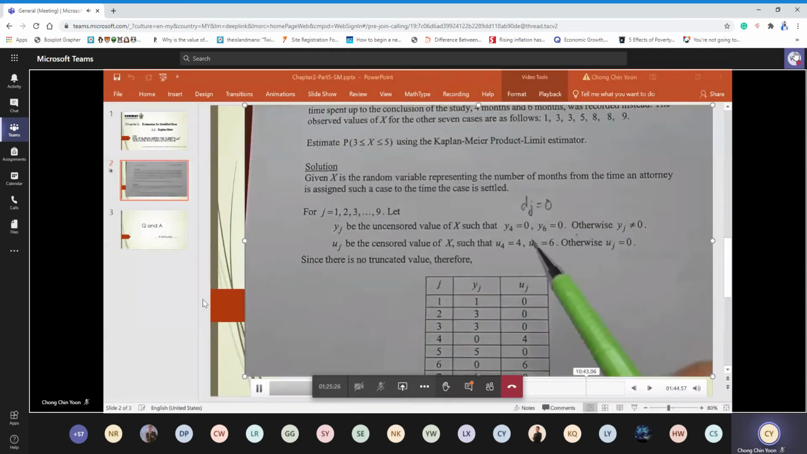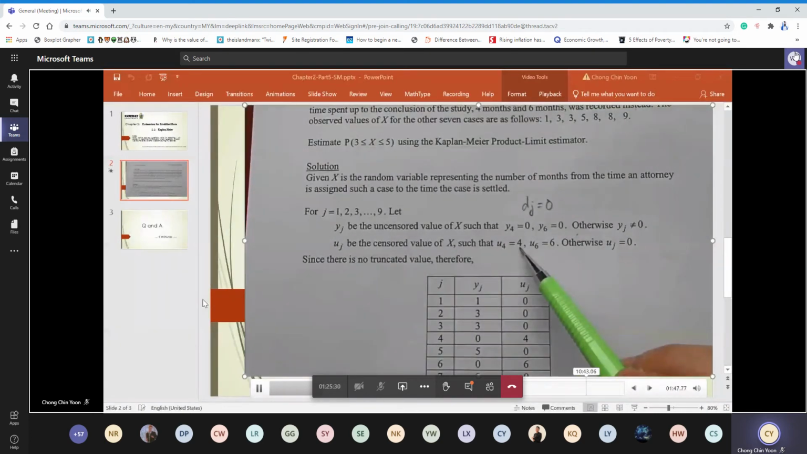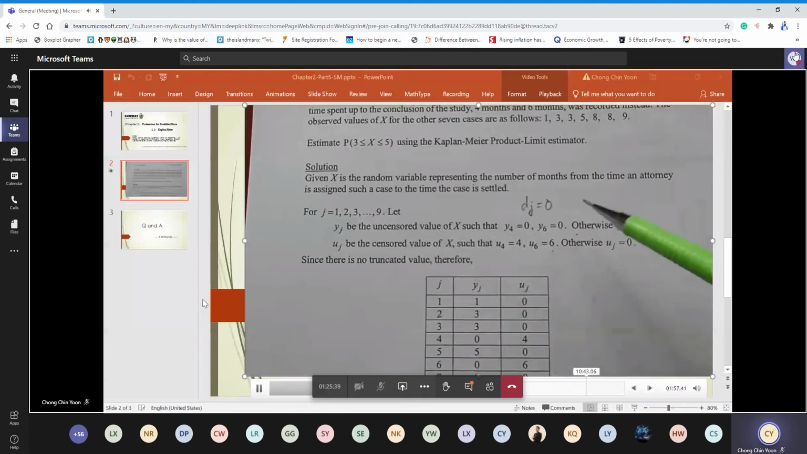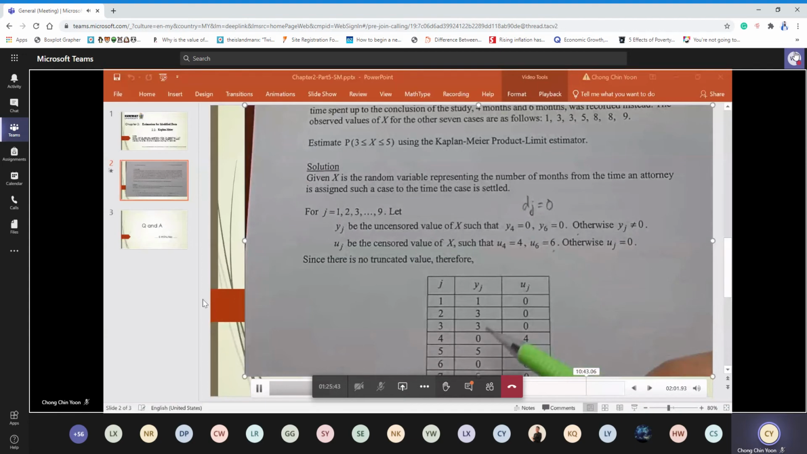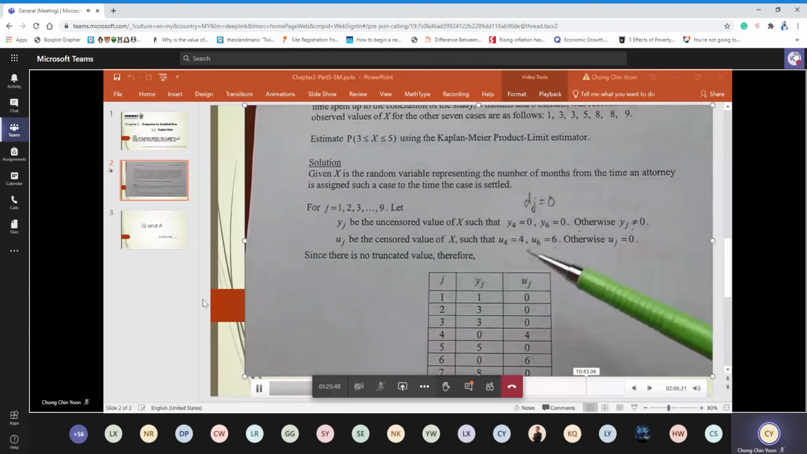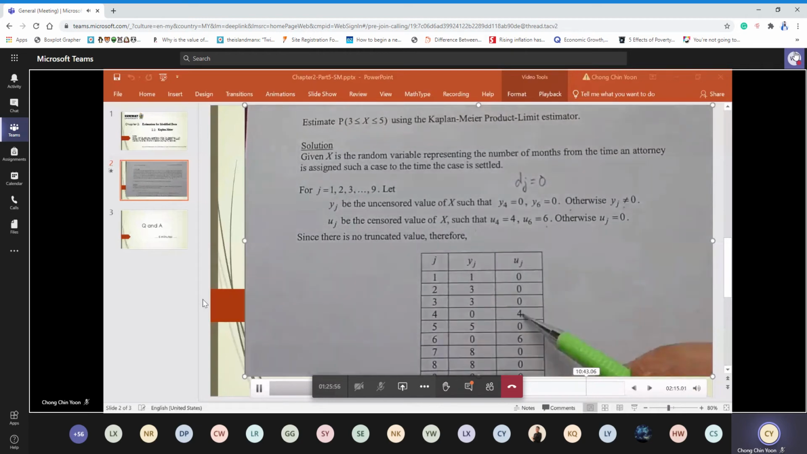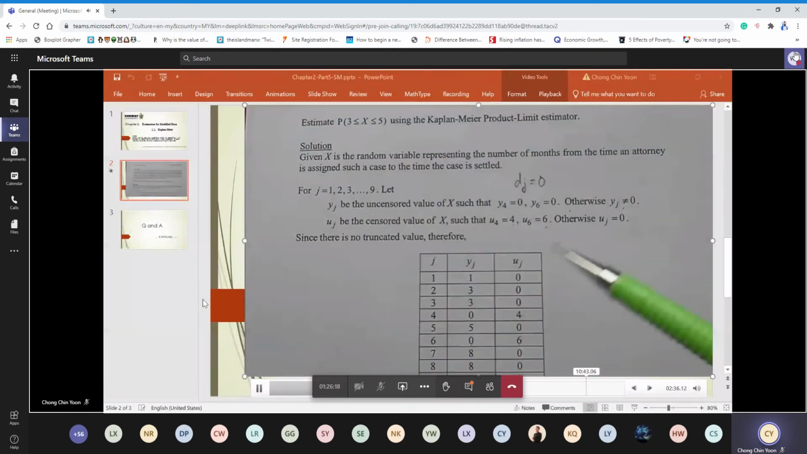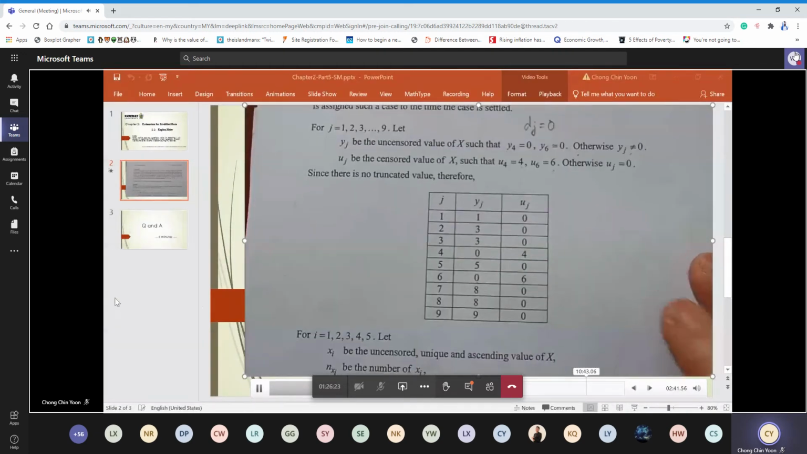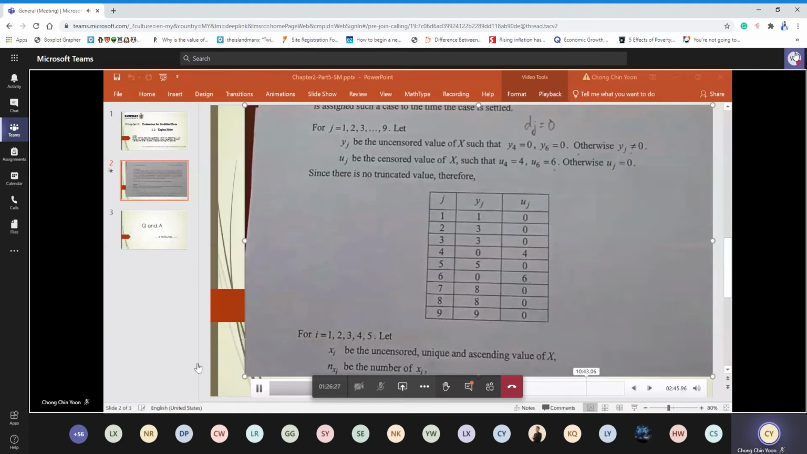Since uj has 2 censored values at 4 months and 6 months, and the rest are 0. In other words, the uncensored value at 4 months and 6 months will be 0, and the rest are not 0. So if you look at the table, at 4 months here and 6 months here, the censored value is 4 and 6, and the rest are 0. In other words, at 4 months the uncensored value will be 0, and at 6 months the uncensored value is 0 as well. The rest will be the data from here, 1, 3, 3 until 9. So you need to know how to construct the table, otherwise you will not solve the problem. And next.